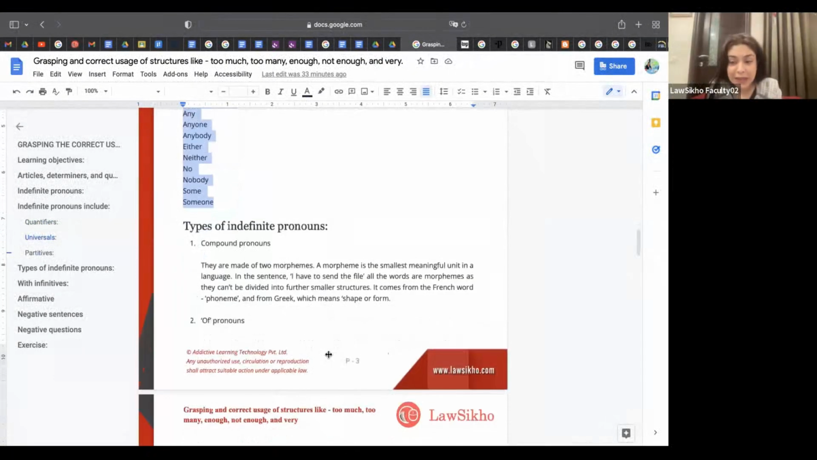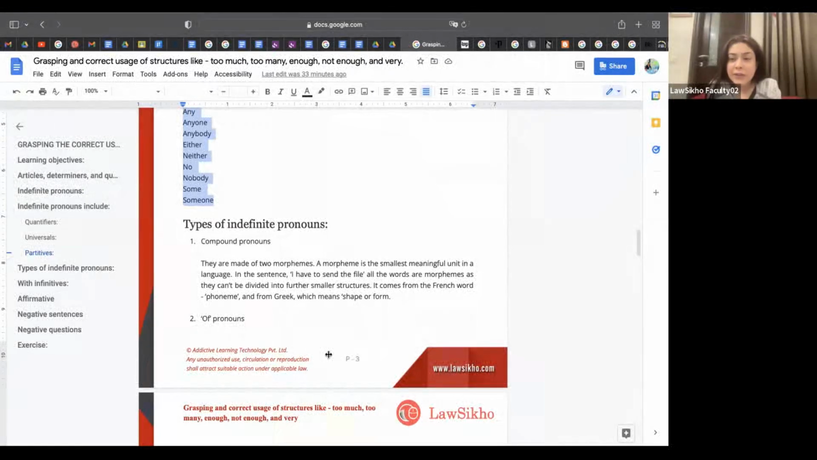Okay, I'm going to assume that that's a no and move forward. Various kinds of indefinite pronouns. I'm going to break it down a little more, add some more detail.